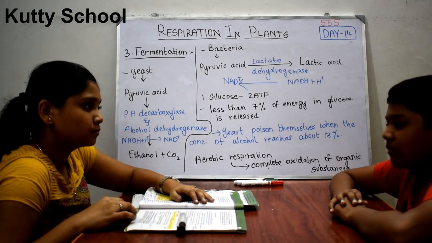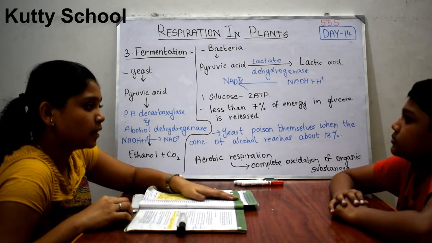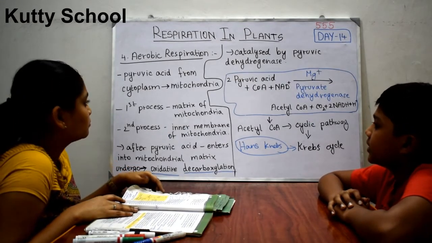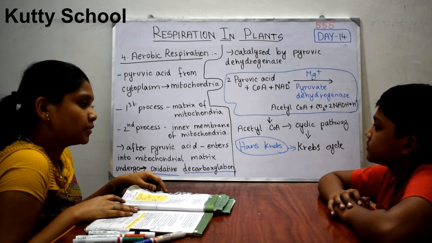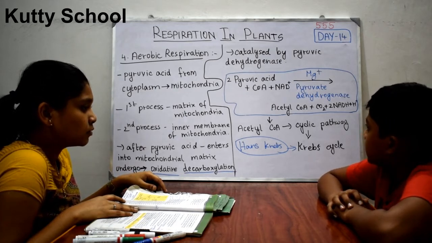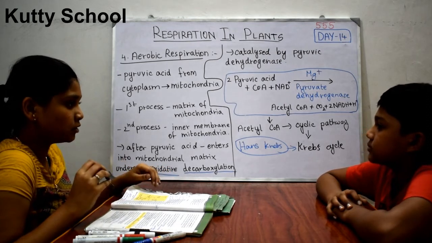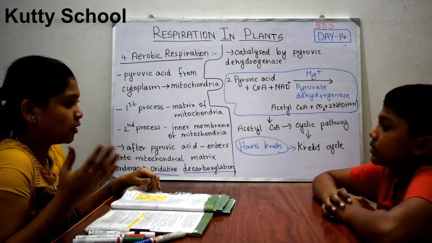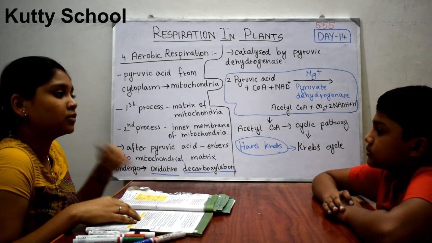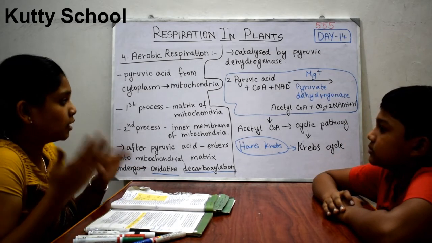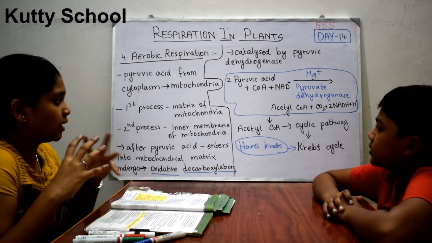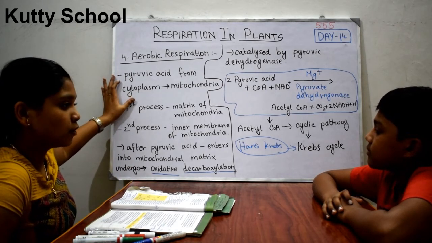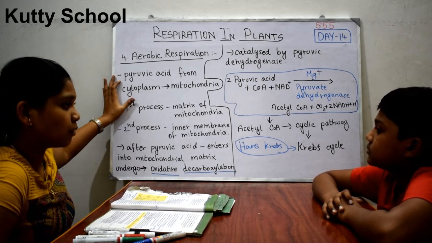Mainly we are going to see the Krebs cycle under aerobic respiration. Aerobic respiration starts from pyruvic acid, which is formed from glycolysis. In anaerobic respiration, the product of glycolysis is converted to ethanol and carbon dioxide or lactic acid according to the organism. In aerobic respiration, that pyruvic acid is converted into energy and ATP. Glycolysis occurs in the cytoplasm, so pyruvic acid is formed in the cytoplasm.